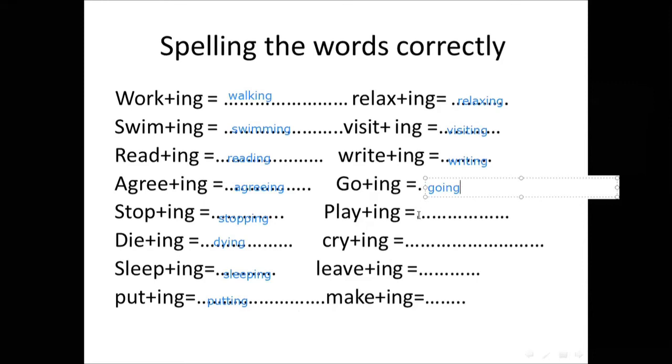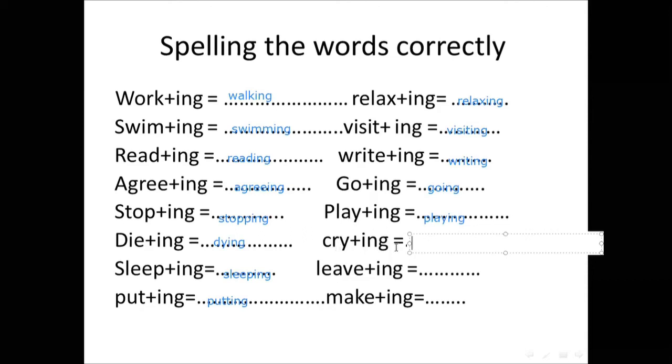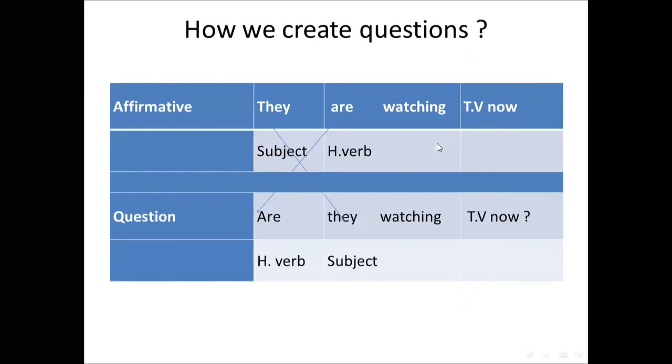Going, playing, we add ing without changing the y. In playing, if the y is preceded by a vowel or preceded by a consonant, we keep it. And crying, leaving, and making, okay. Now we want to continue talking about how we can create questions.